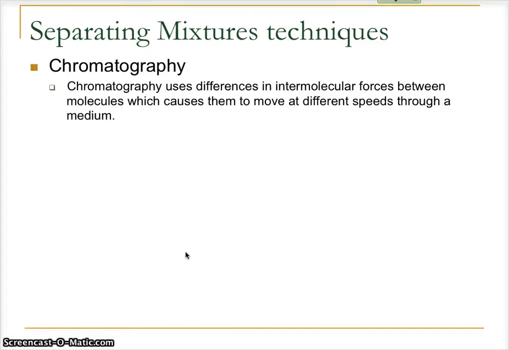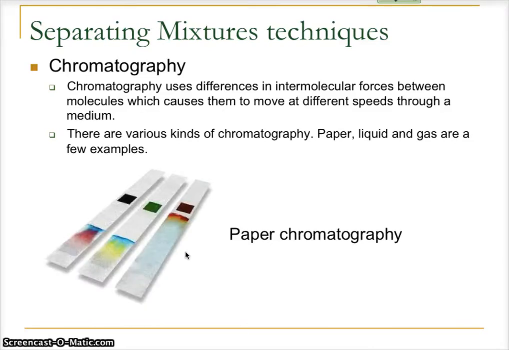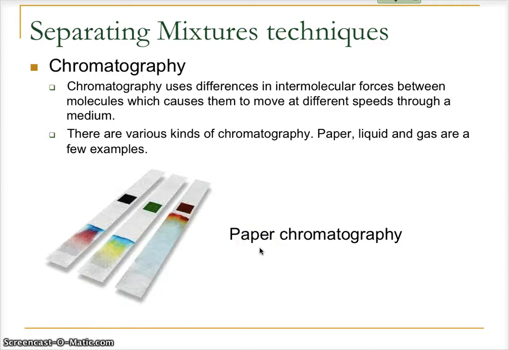It can be fairly simple in some cases, but it allows those differences to separate things as they pass through a media. So say the particles are passing through a media. Let me bring up an example of one. The ones that are not attracted would pass through very quickly. The ones that are attracted would pass through slowly. And so in this case, we have paper chromatography. Paper chromatography simply uses a piece of paper, which is made of cellulose, which has certain properties to it. And if the particles are attracted to the paper, they won't move very fast through the paper. If they're not attracted, they'll move quickly through the paper.